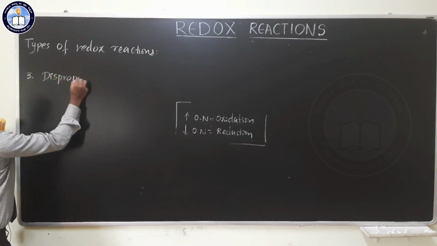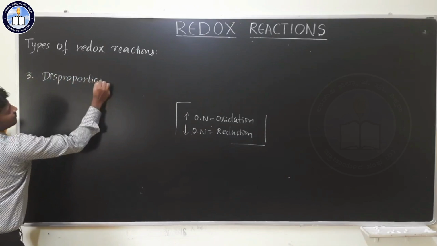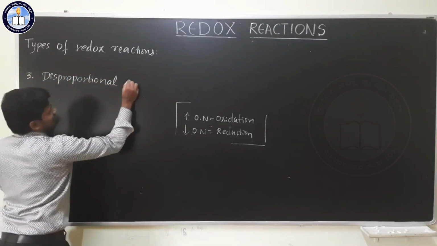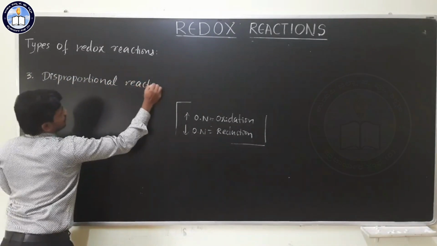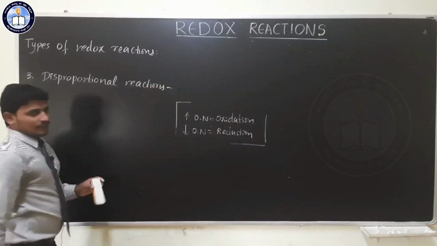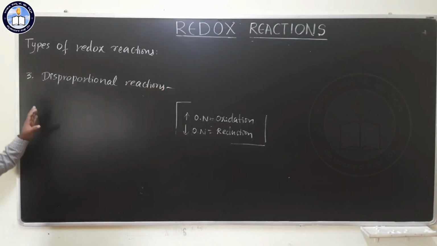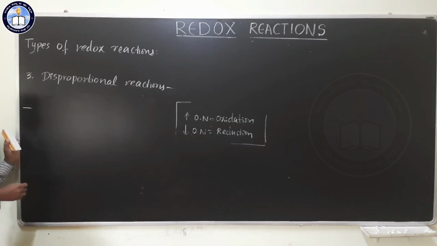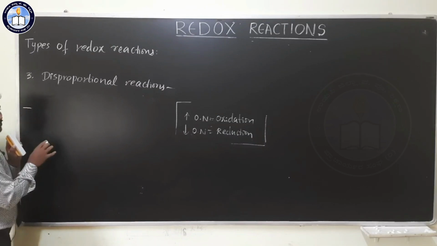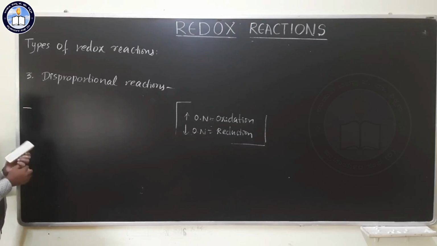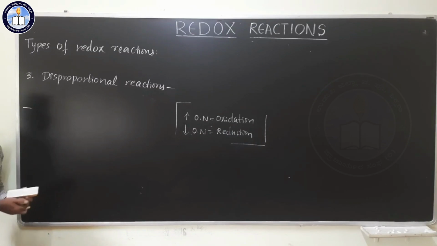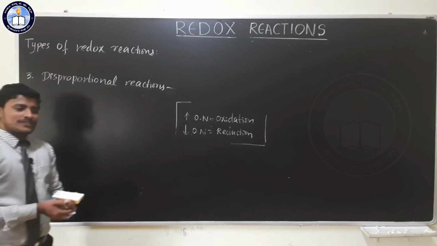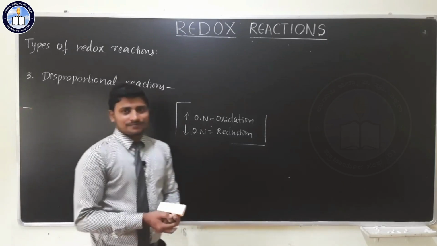The third one is known to be disproportionation redox reactions. This is a little unique type of redox reaction. What happens is that any one of the reactant species undergoes oxidation as well as reduction simultaneously.